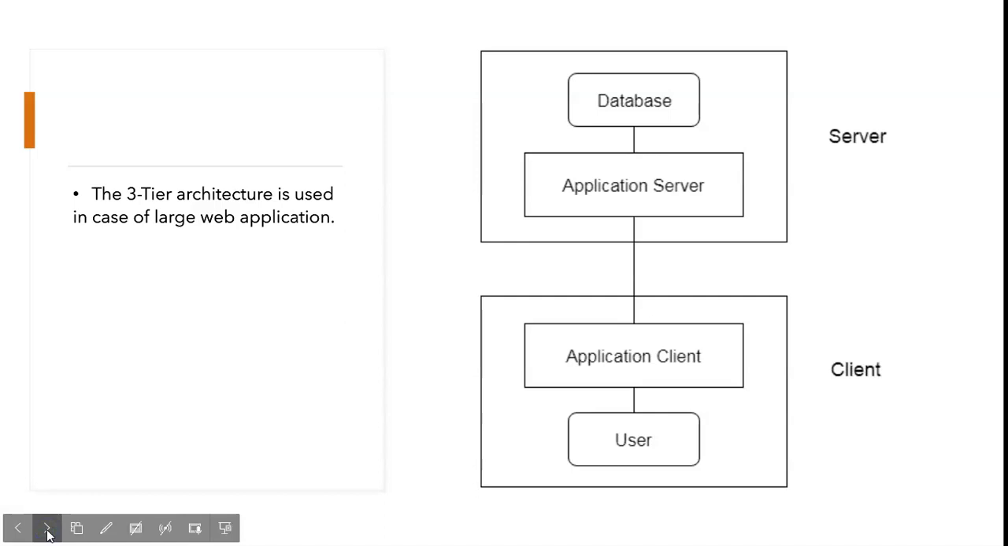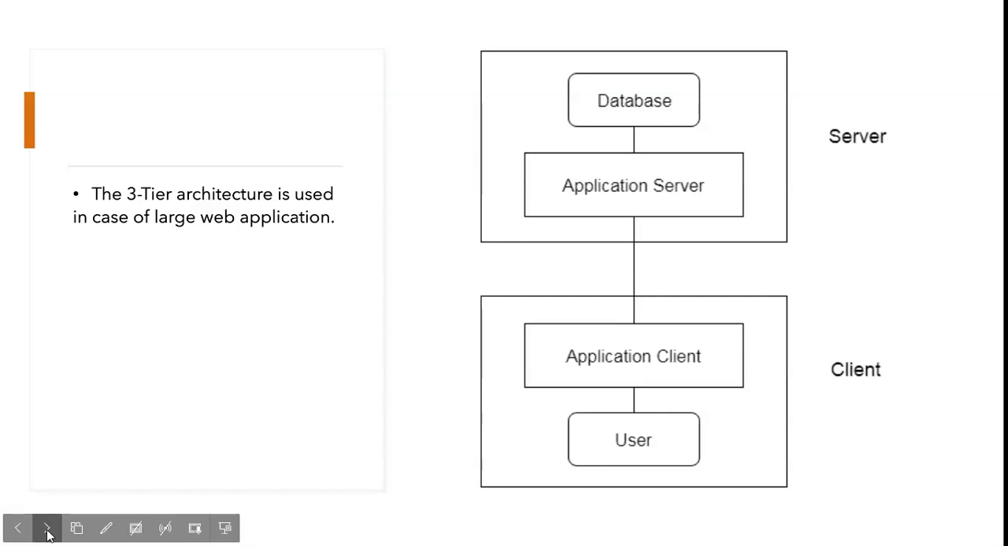So this figure represents the three-tier architecture. The three-tier architecture is used in case of large web applications. So given that figure, below box acts as client and above box acts as server. So here we can see that the client does not directly communicate with the database. Instead of that, through the application server, a client interacts with the database.